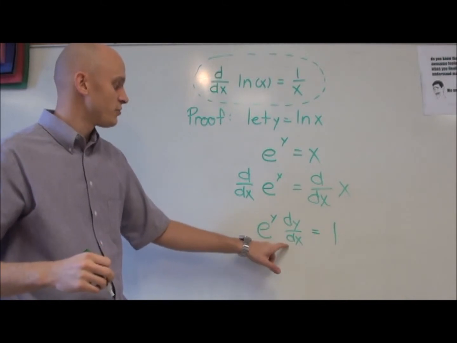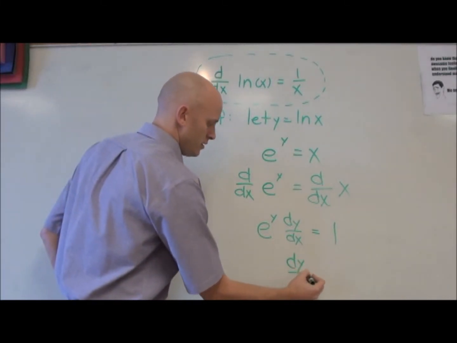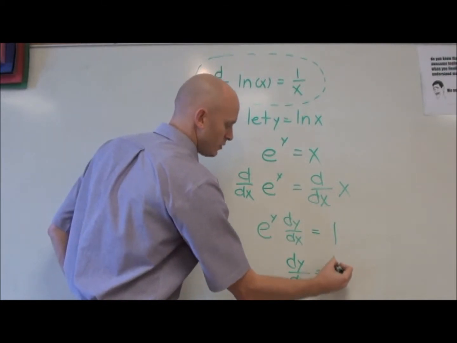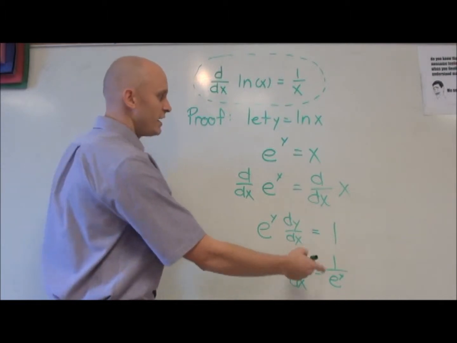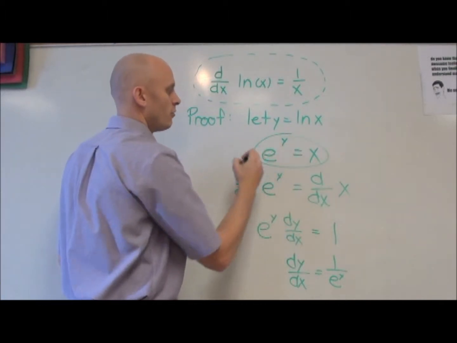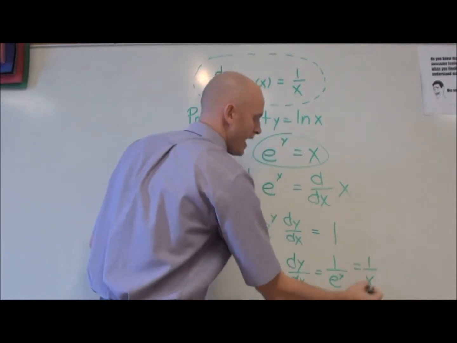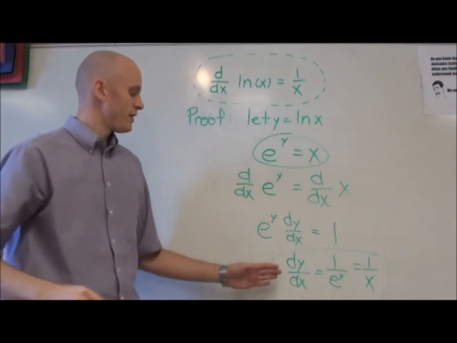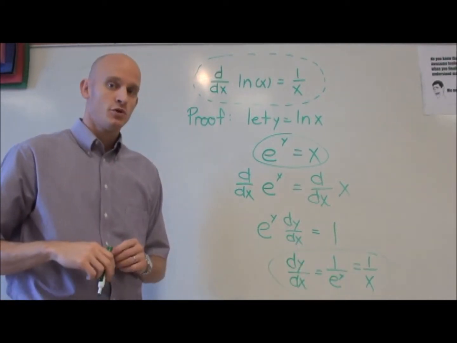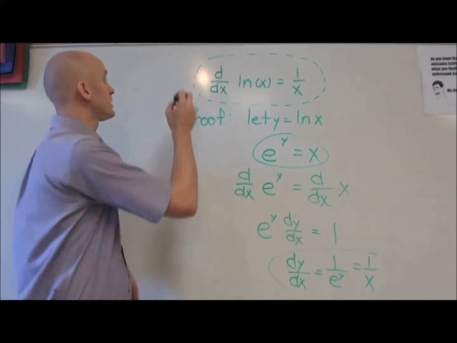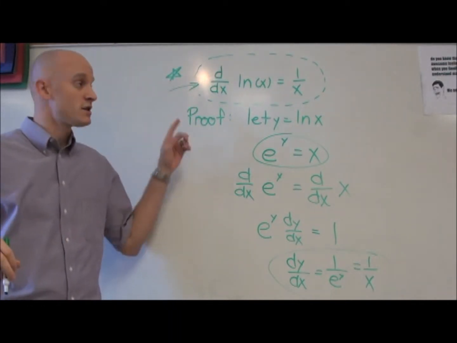Now, solving for the derivative of y with respect to x is equal to 1 over e to the y. Well, we know e to the y is x, so this is 1 over x. And right there we have shown that the derivative of y with respect to x is equal to 1 over x. This formula is something you should circle, star, and highlight.